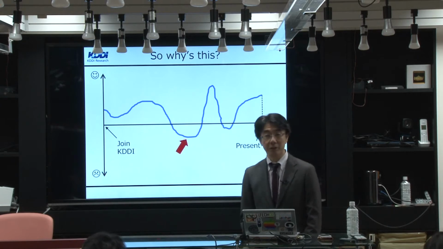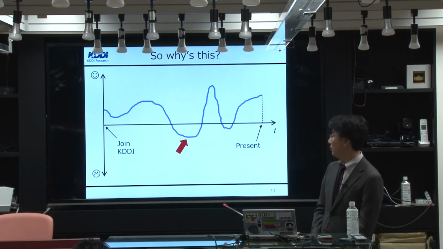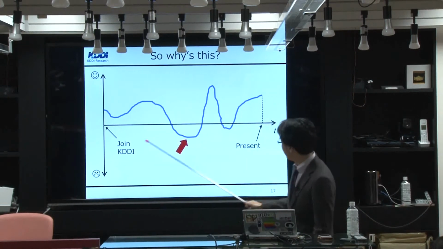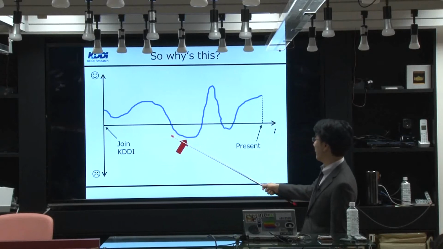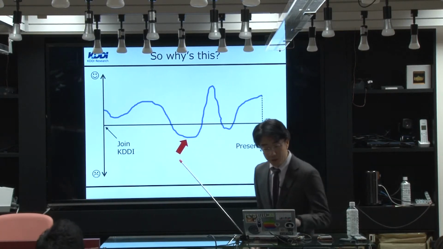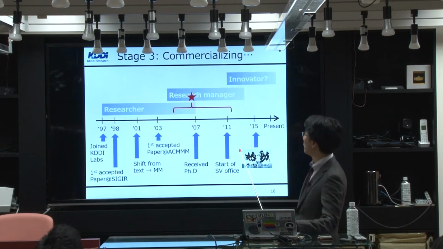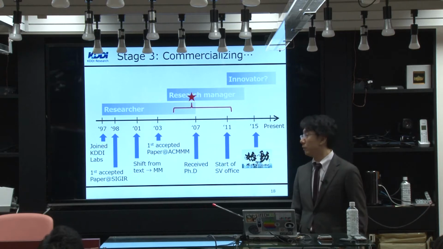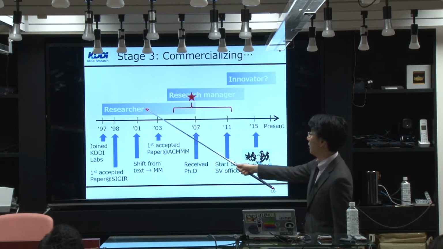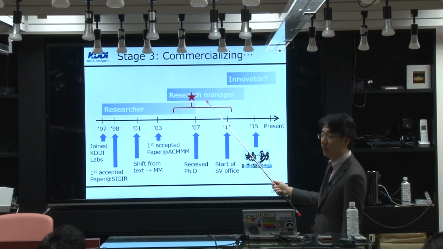So it might be kind of curious why this is happening in my emotional curve line. Or maybe it was around here, I think. But anyway, there is a dip in my emotion here. And the reason behind this is the difficulty of commercializing research, which was my main job when I got promoted from researcher to research manager.